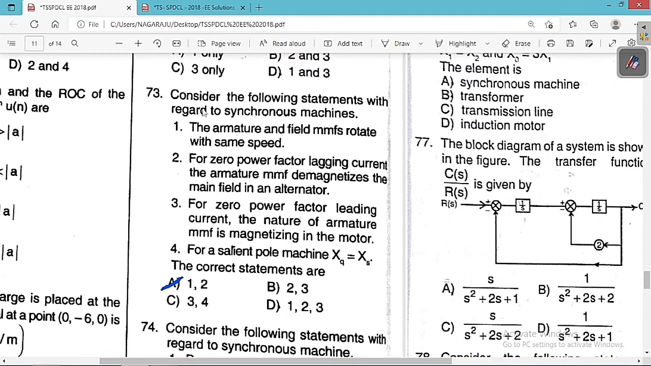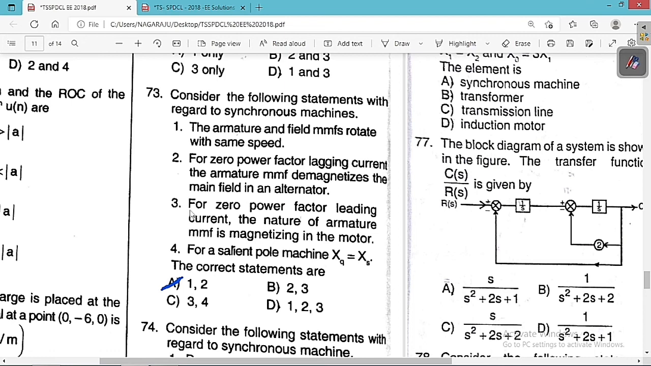Now we are going to solve the other question. See the question here. Consider the following statements with regard to synchronous machine. Statement 1: The armature and the field MMF rotate with the same speed. Statement 2: For zero power factor lagging current, the armature MMF demagnetizes the main field in an alternator. Statement 3: For zero power factor leading current, the nature of armature MMF is magnetizing in the motor. Statement 4: For a salient pole machine, Xq is equal to Xs. The correct statements are, see, statement 1 and statement 2 are only correct, but statement 3 and statement 4 are wrong.